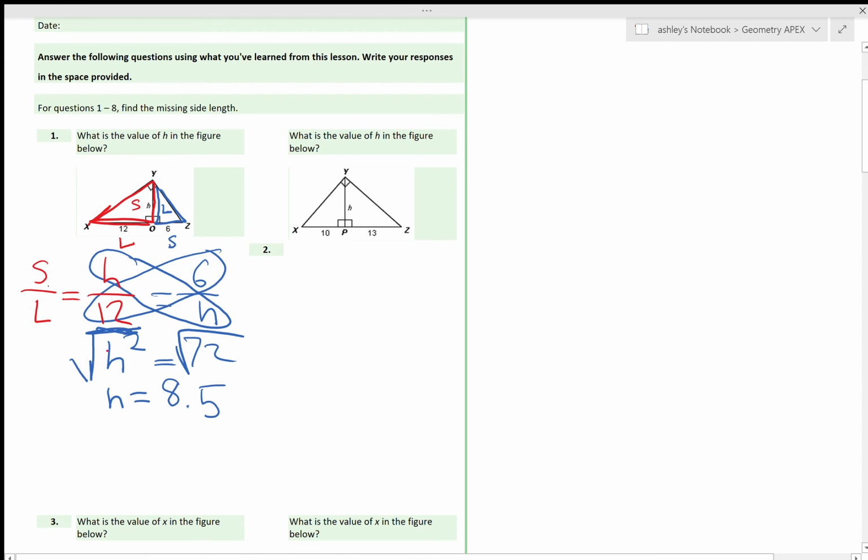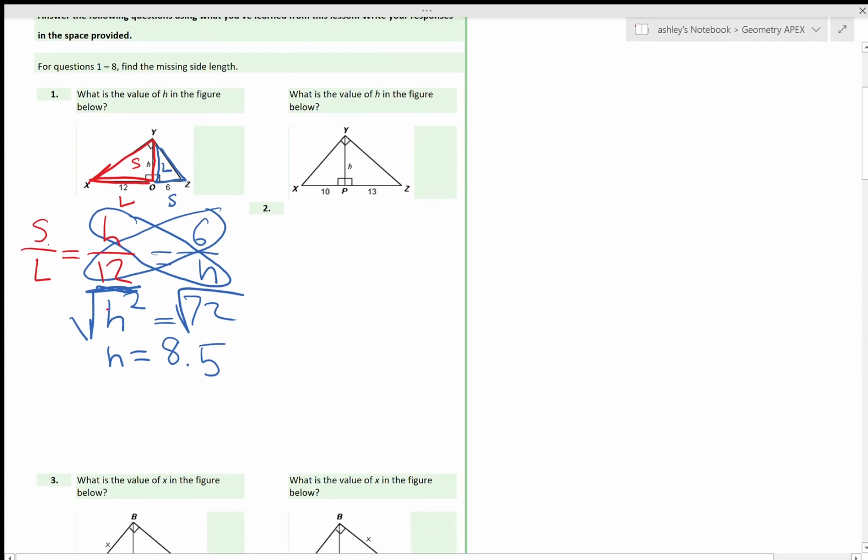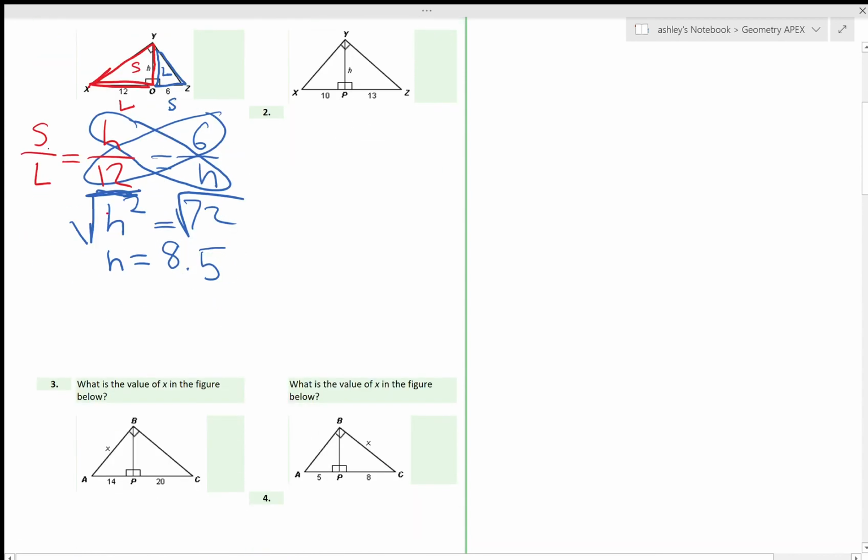You're setting up these relationships, you're cross-multiplying, and you're solving. All of these triangles are similar, so you want to try to break them into their corresponding pieces. So go ahead, if you want to, pause the video, try number 2. It's a similar type of problem.